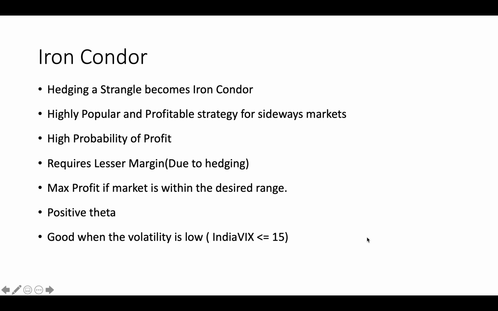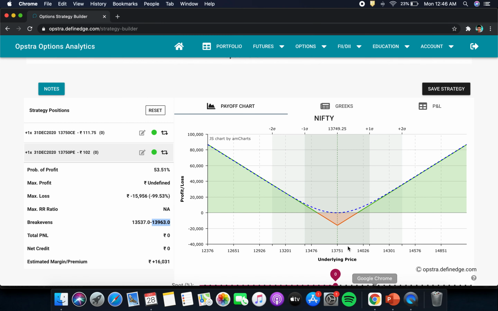Now this one is a really popular one, which is Iron Condor. So as I mentioned, Strangle and Straddle are often unhedged strategies, and these can give you unlimited losses if the market starts going against you. So you should use hedging, and basically hedging a Strangle becomes an Iron Condor strategy. Now it's one of the most highly popular and profitable strategies for sideways markets, and it has a really high probability of profits and requires lesser margin as we are hedging our positions, and we get the maximum profit if the market is within the desired range, and this has a positive theta, and it's good when the volatility is low. So let's just create an iron condor.